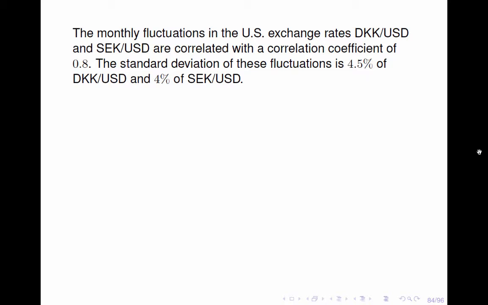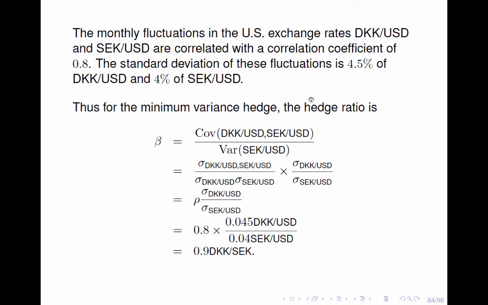Given that the monthly fluctuations in the US exchange rates for DKK and SEK have a correlation coefficient of 0.8, the standard deviation of these fluctuations is 4.5% for DKK/USD and 4% for SEK/USD. Then, the minimum variance hedge strategy will suggest the following optimal hedge ratio. By the formula we derived earlier, the optimal beta is equal to the ratio of the covariance between the exchange rates of DKK/USD and SEK/USD and the variance of the exchange rate of SEK/USD.